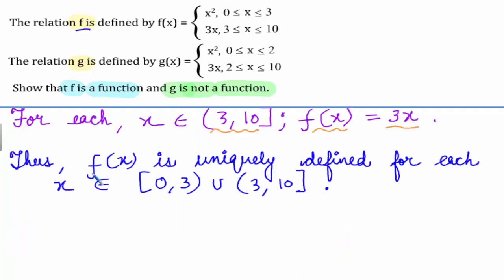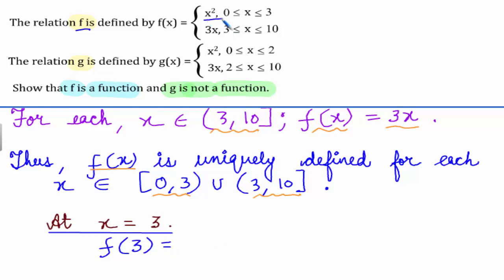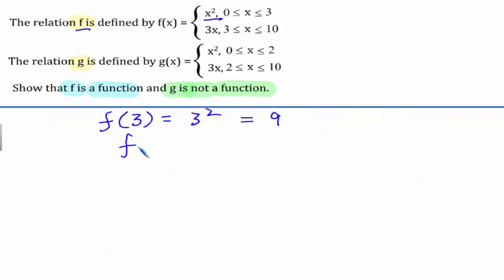Thus we can see that f of x is uniquely defined for each x belonging to the union of left closed right open interval 0 to 3 and left open right closed interval 3 to 10. Now let us see whether f of x is uniquely defined at x is equal to 3. Now at x equal to 3, that is f of 3 will be equal to 3 square, that is equal to 9. Also f of 3 will be equal to 3x, that is 3 into 3, that is also equal to 9.